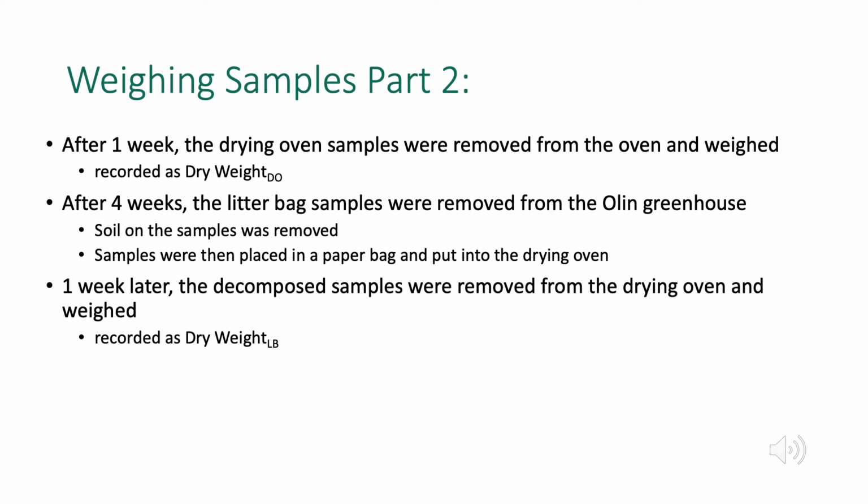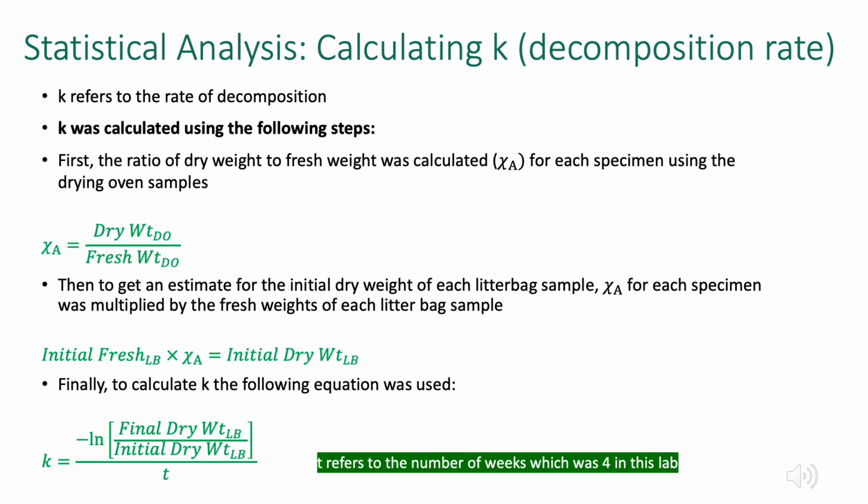It was important to record all the weights of the fresh and dry specimens in order to calculate rate of decomposition. Using all of the weights collected as explained in the last 2 slides, rate of decomposition was calculated using the following equations. First, the ratio of dry weight to fresh weight for the drying oven specimens was calculated by dividing the dry weight by the fresh weight.